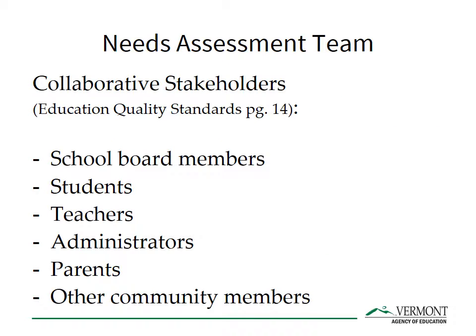On page 14 of the Education Quality Standards, it states, a continuous improvement plan shall be developed and implemented in each public school district. The plan shall be developed with the involvement of school board members, students, teachers, administrators, parents, and community members. All of these people within your collaborative stakeholder group will not be involved in every step of the continuous improvement process, but they need to be involved in the steps that are appropriate and applicable to the roles they play within continuous improvement in your learning community.